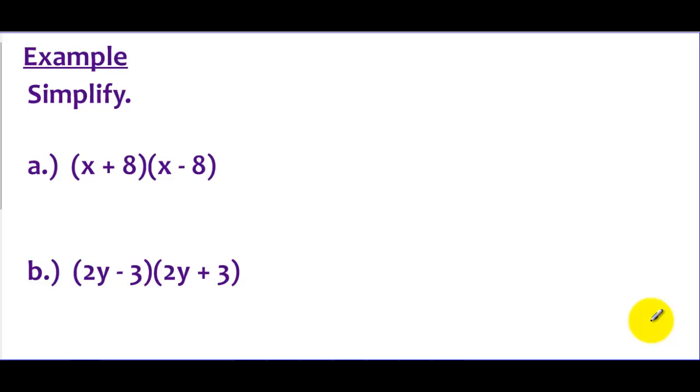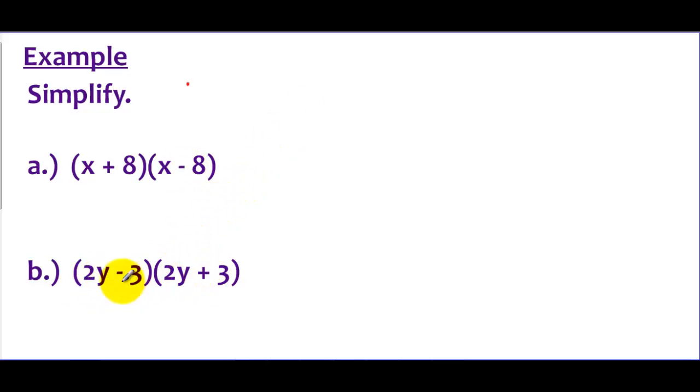Okay, we have one more special case, and this is a special case that's a lot less about how it looks now and a lot more about how it's going to look when we get an answer. So if you take a look, this looks very similar to things that we've done where we just double distribute the x, we double distribute the 8. But if you notice, I have this kind of strange setup where it's the same binomial, except I have a plus in one and I have a minus in the other.